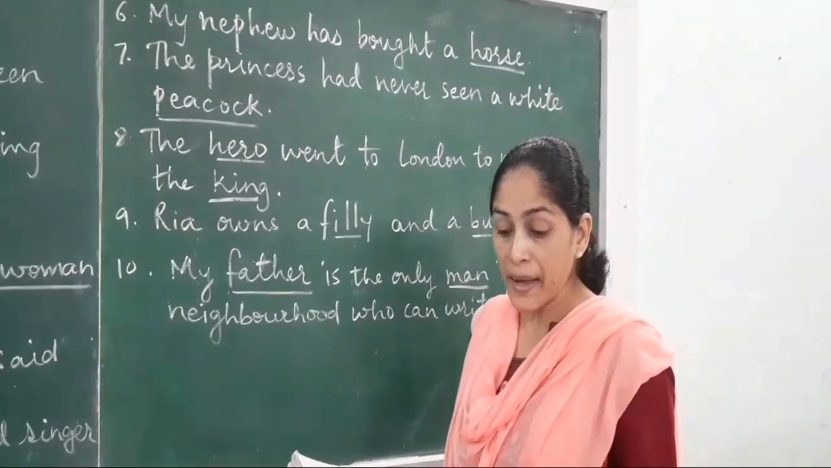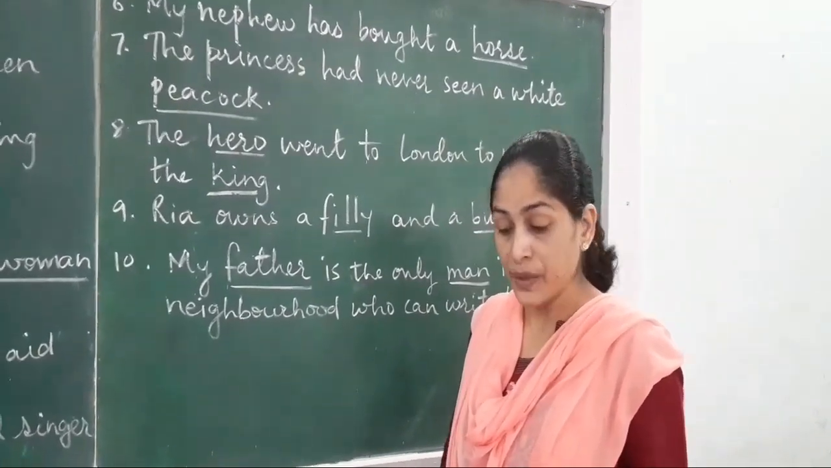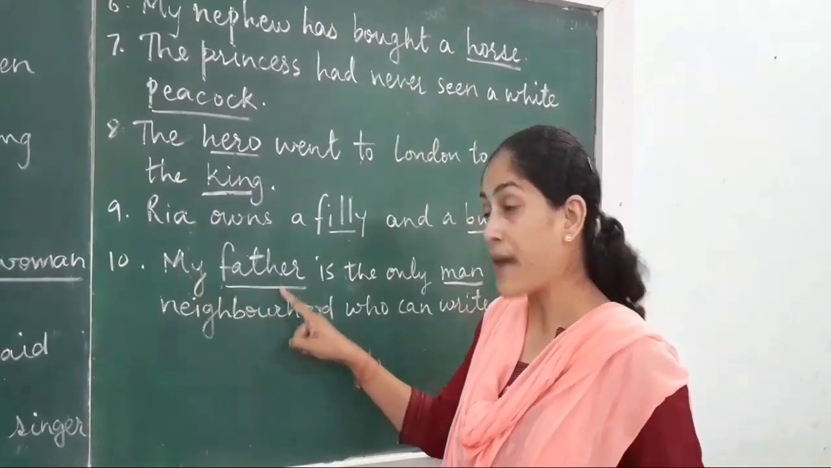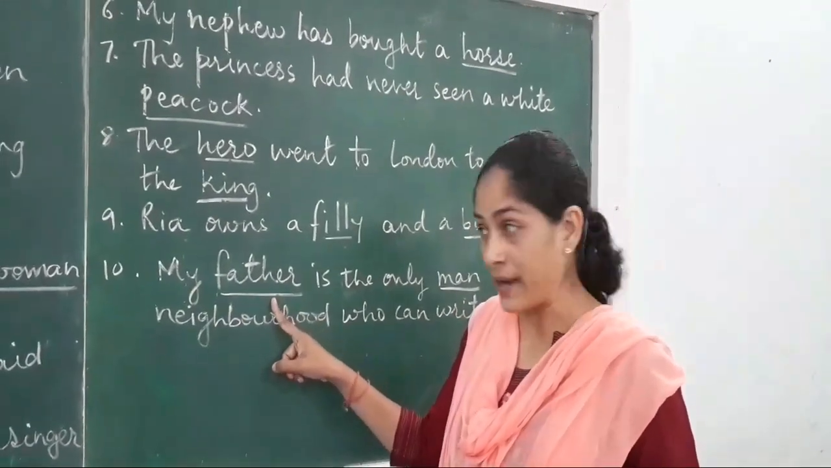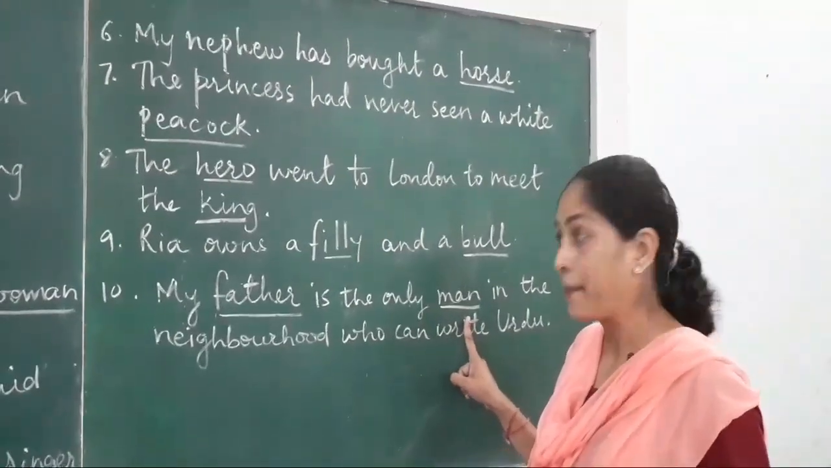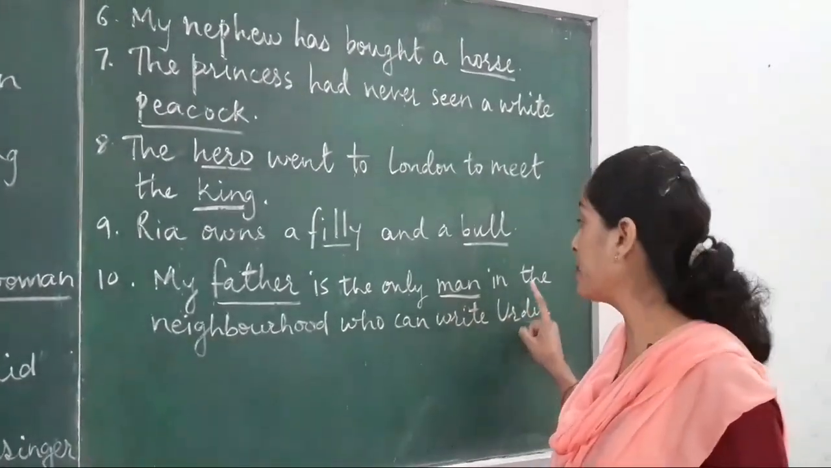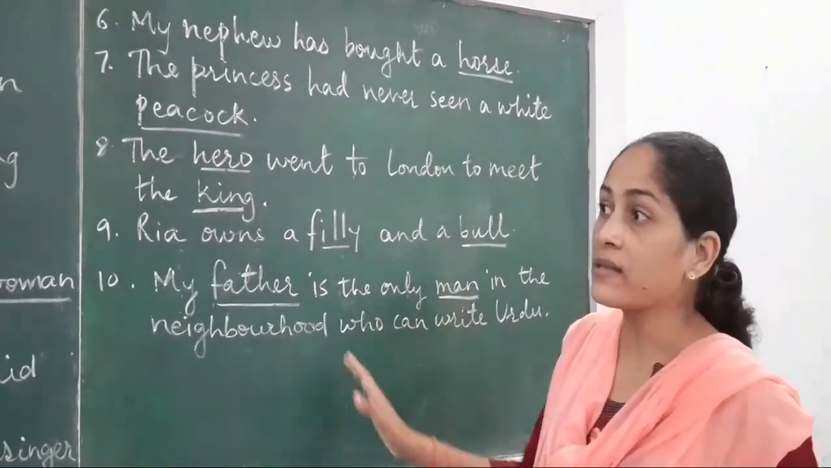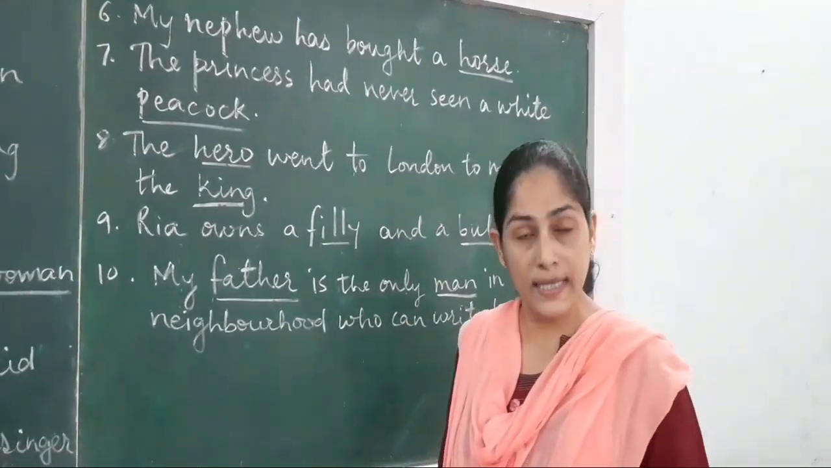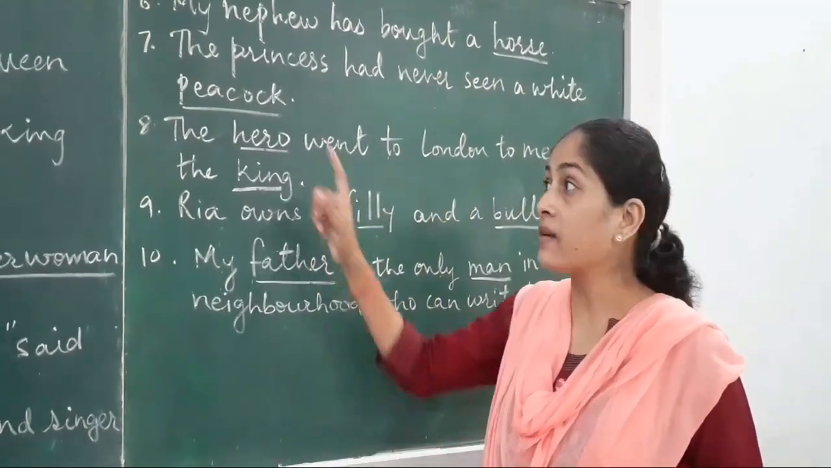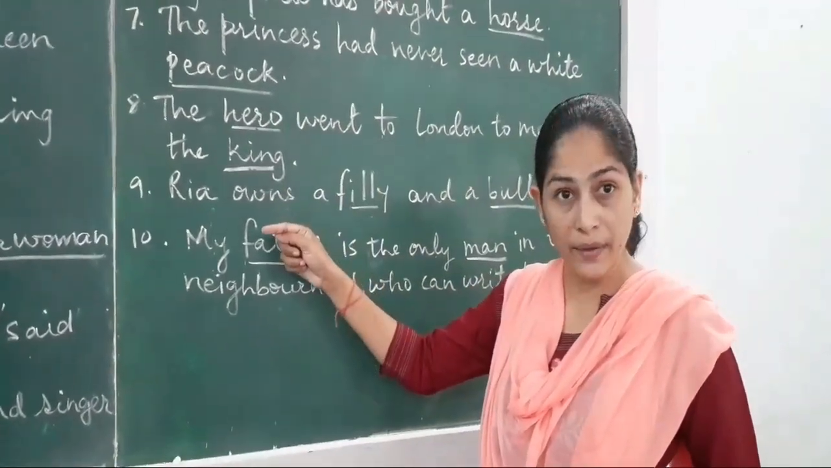10th one, my mother is the only woman in the neighborhood who can write Urdu. My father, instead of mother it would be father, is the only man. Instead of woman it would be man. Other things remain the same, in the neighborhood who can write Urdu. This exercise you have to do in your CW. You have to write the sentence from the exercise and write down the answers below that.